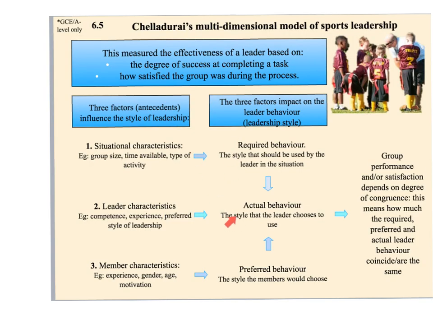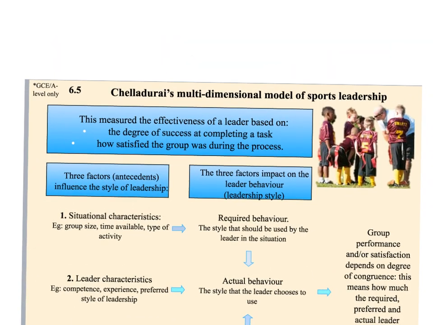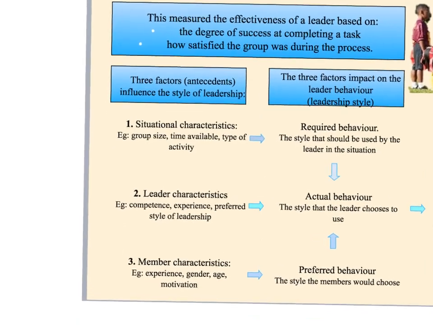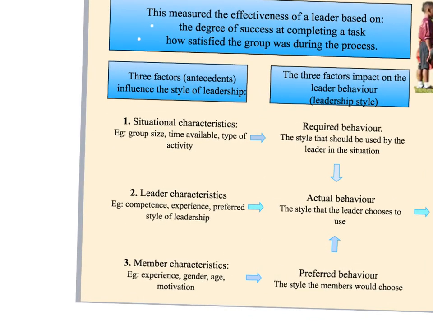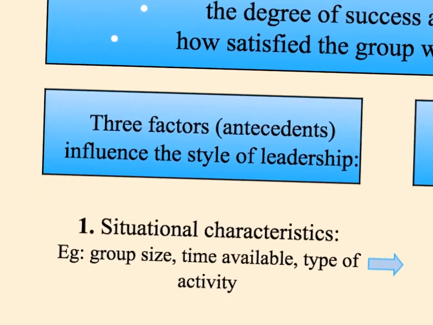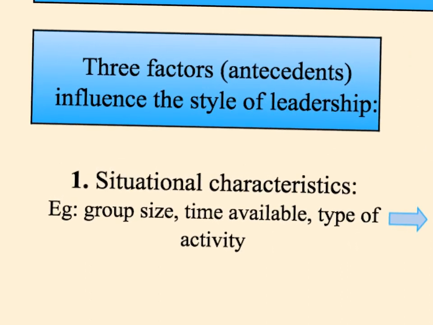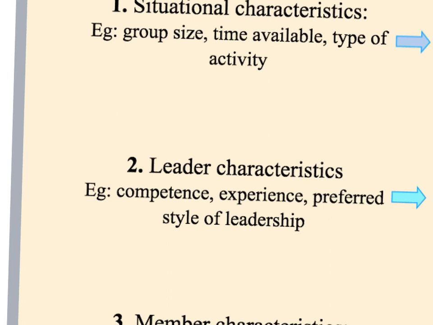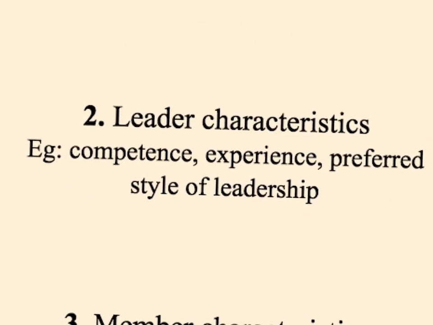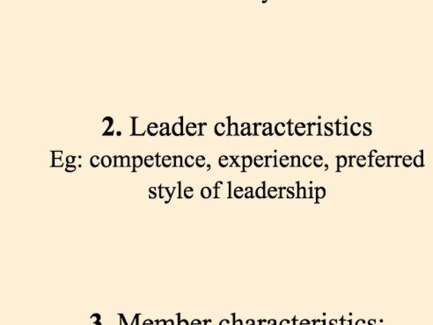Okay, then we're looking at Chelladurai's multi-dimensional model for sports leadership, and I'll talk you through each bit in turn. So the first bit we're going to look at is the 3 factors that influence a style of leadership. So these are things that we need to know about what style of leadership we should be using and what can influence that. So the first one is situational characteristics. It's the environment conditions. For example, is it a football match or rock climbing? The number of people in the group, the time constraints, and maybe the strengths of the opposition. The leader characteristics. So this talks about the personality, the skill level, the experience of the leader. The leader may have a preferred style of leadership.